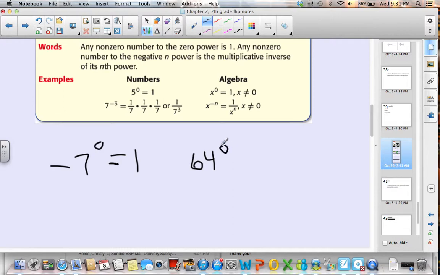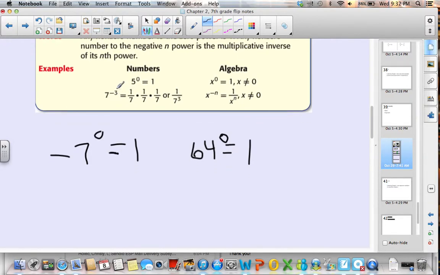64 to the 0 power is 1. Anything to the 0 power is 1. Okay? Anything to the negative power, you can see up here, is 1 over that number to the positive power. So for example, we have 7 to the negative 3.